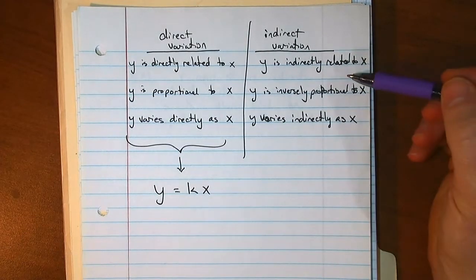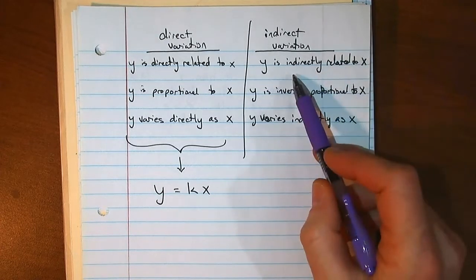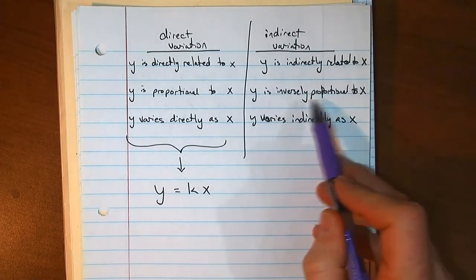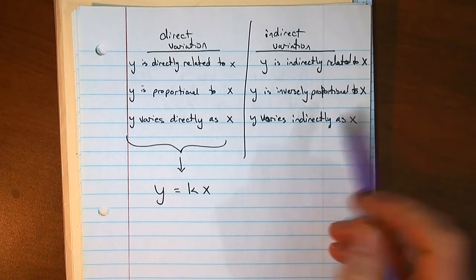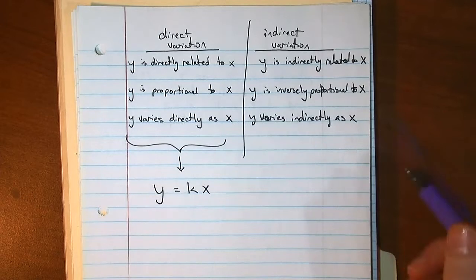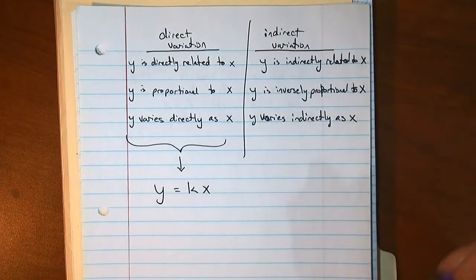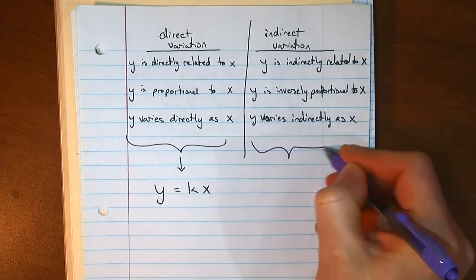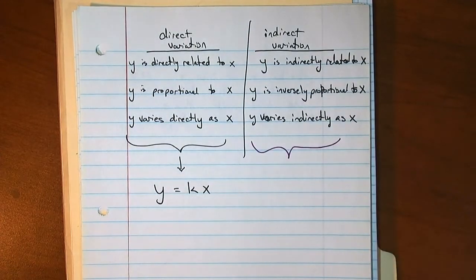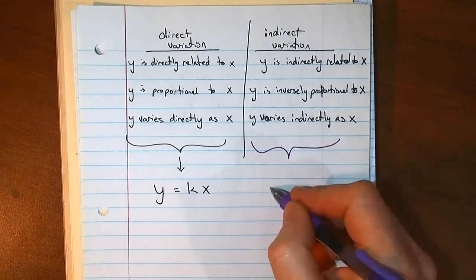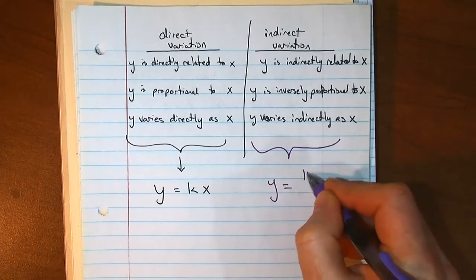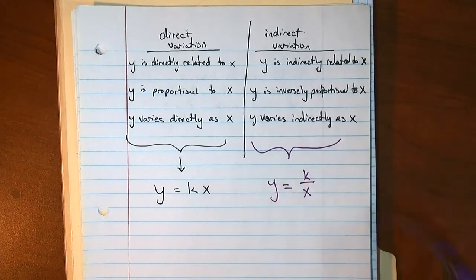Okay. Now you can see the vocabulary here changes slightly. We're going to be indirectly related, inversely proportional, or we vary indirectly. Okay, so very similar vocabulary, but we have that prefix "in" that's consistently in all these statements. When you see a statement like this, this will also turn into an equation, but the equation will be slightly different. Instead of y equals k times x, we're going to end up with y equals k divided by x.